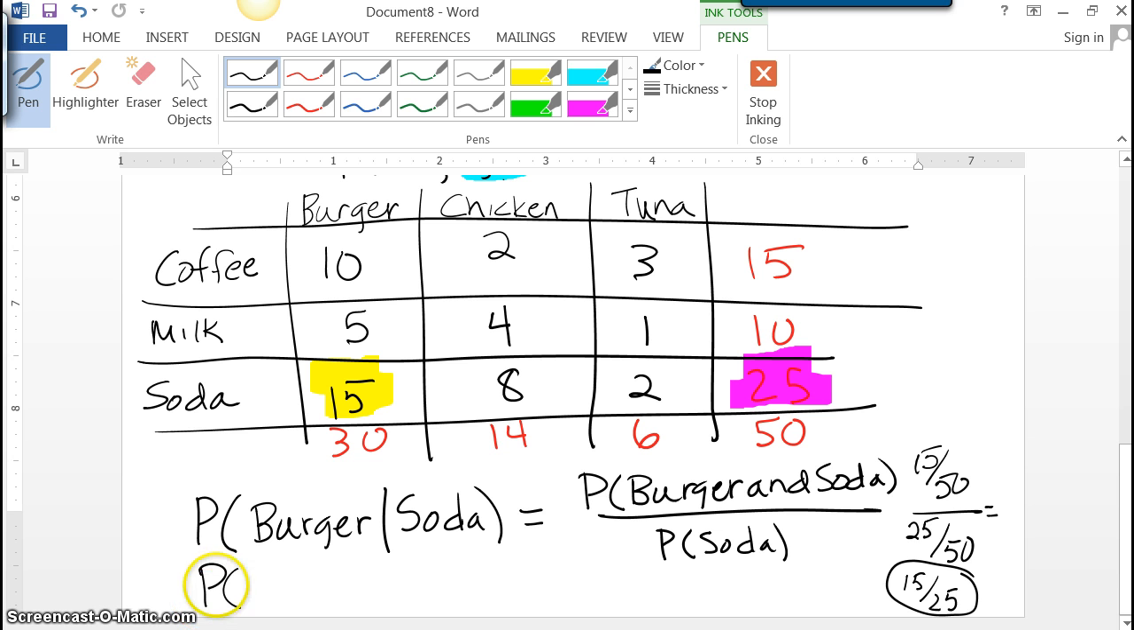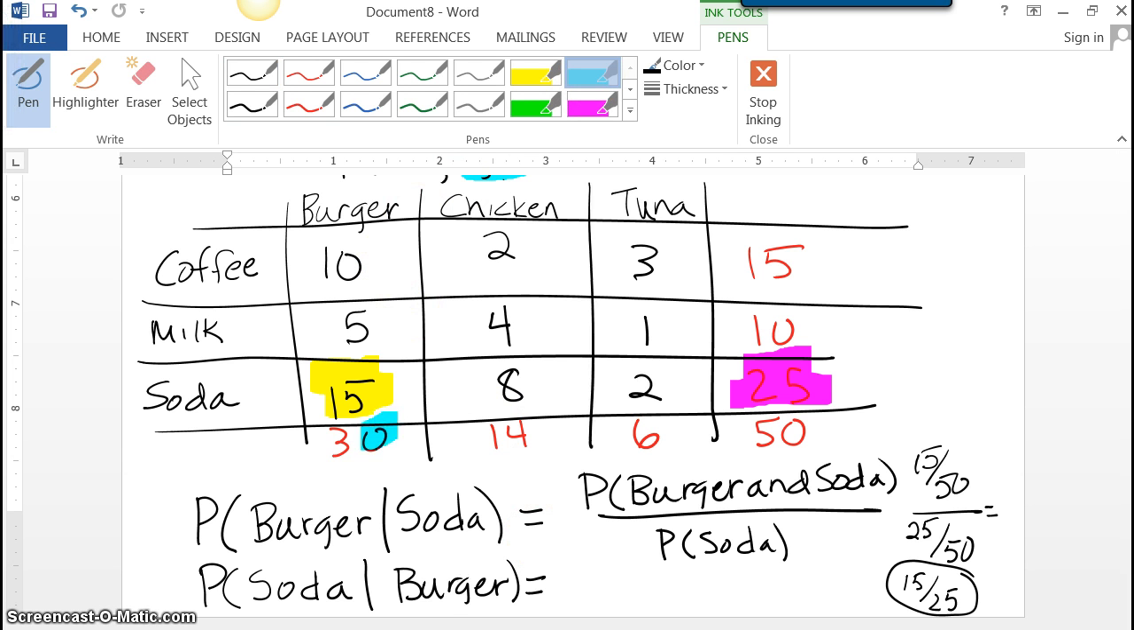What's the probability of you ordering a soda given you ordered a burger? Well, if you use the shortcut, you would be looking at only the people who ordered burgers. That'd be 30 because you know they've ordered a burger. And out of those, how many ordered a soda? That would be the 15. So the answer to this question would be 15 out of 30. Or you could simplify it and make it 3/5.